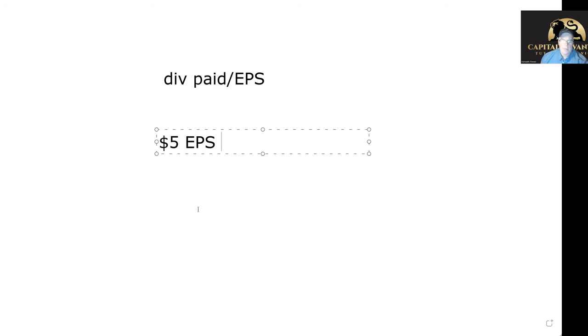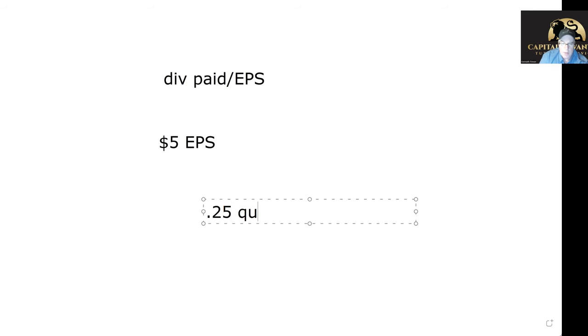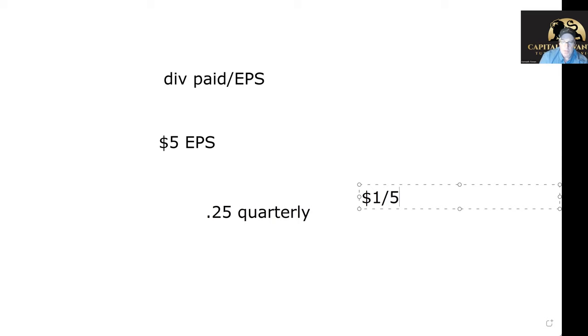I don't even have formulas for it, but it's literally dividends paid divided by earnings per share. So if we have an earnings per share of, let's say, $5 a share, and we pay out a 25-cent quarterly dividend, what's my payout ratio? We have to multiply that times 4, so 25 cents times 4 is a dollar annual dividend, divided by 5. That's 20%.